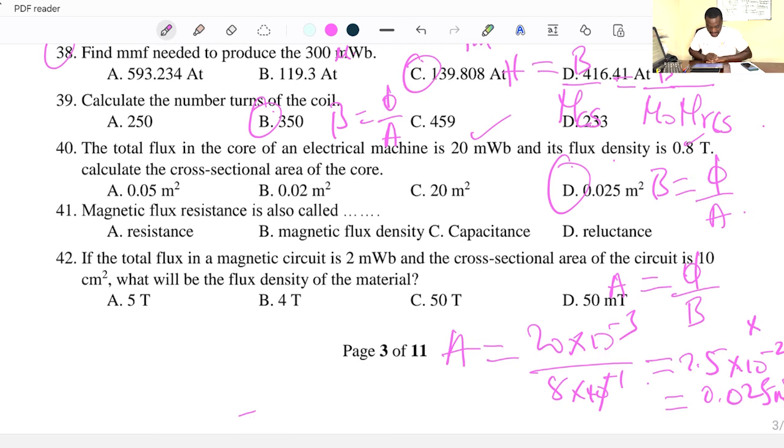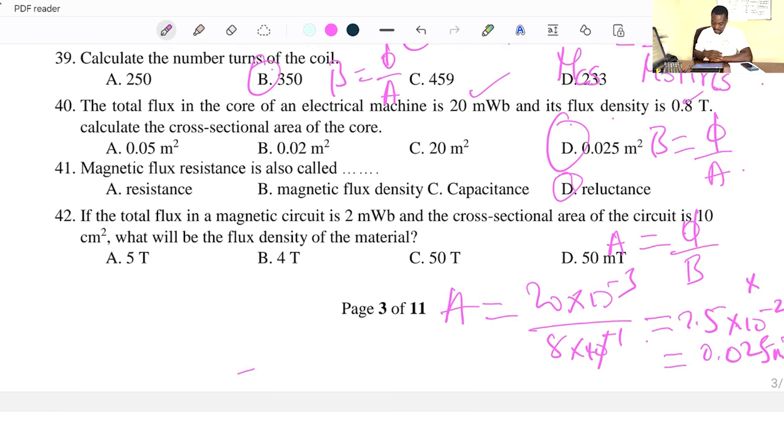Magnetic flux resistance is also called reluctance, right? When you talk about magnetic flux resistance, we are referring to the reluctance of a material, because reluctance is the opposition to the establishment of magnetic flux in a material.